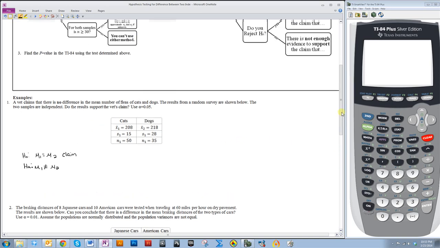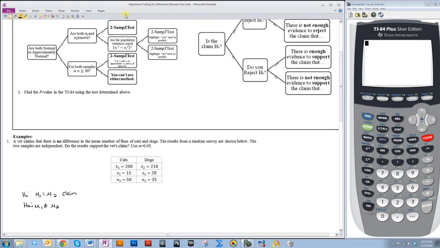The first thing I need to look at is, are they both normal or approximately normal? Well, it doesn't say anything about that, so I'm going to go to no. Are both of the samples greater than 30? Well, you can see sample 1 is 50 and sample 2, these should be little 2's, sorry, sample 2 is 35. So yes, that means we're going to use the 2-SampZTest. Now, the test is going to ask us for sigma 1 and sigma 2, but we do not know those, so we're going to be able to use S1 and S2 in that place because n is greater than 30.